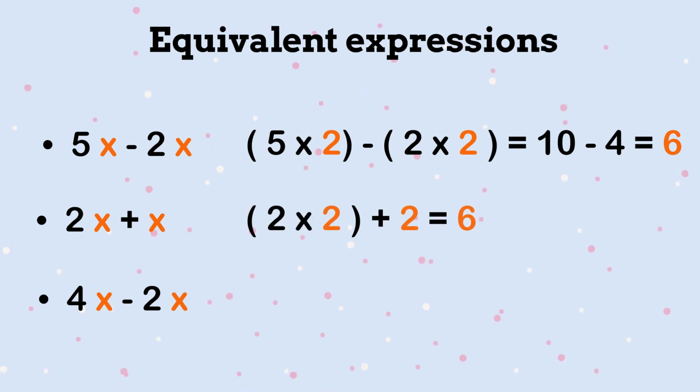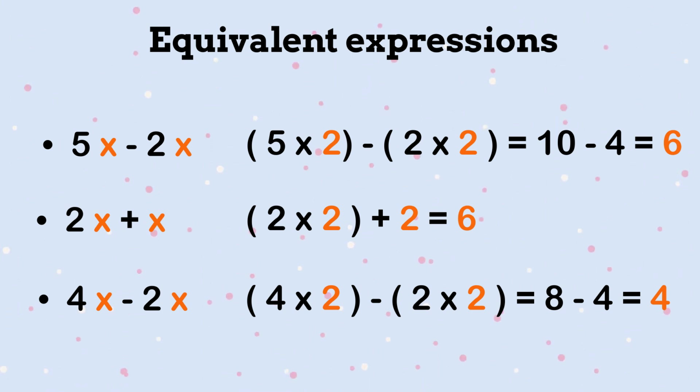The second one, 2 times 2, that's 4 plus 2 equals 6 as well. The last one, 4 times 2 minus 2 times 2. This is 8 minus 4, which is 4. Because the results of the first and second are equal, we can confidently say that they are equivalent.